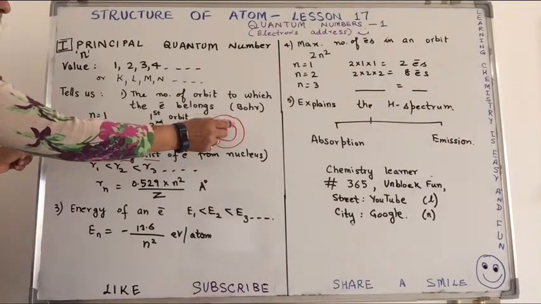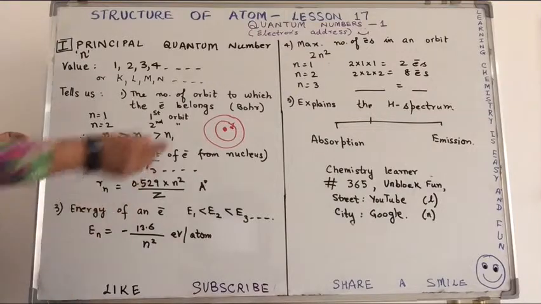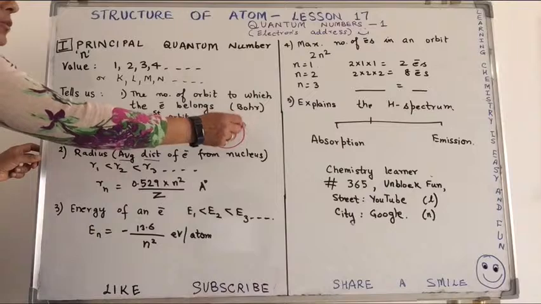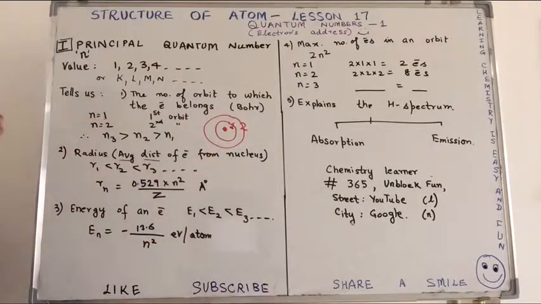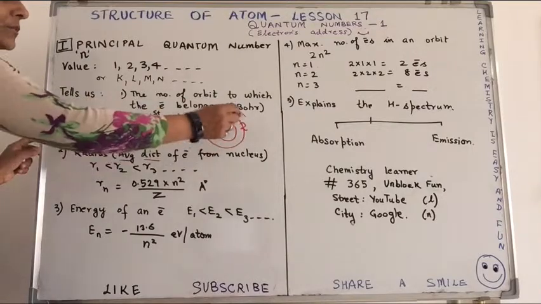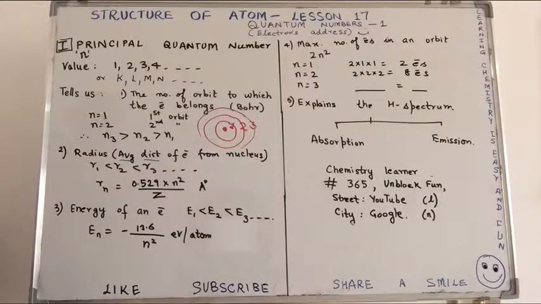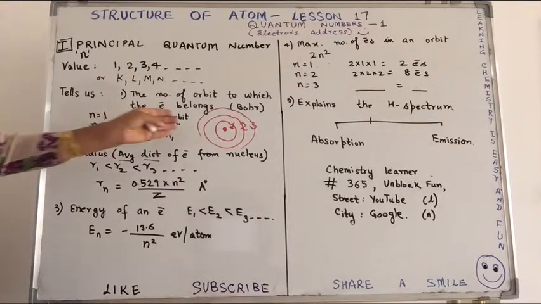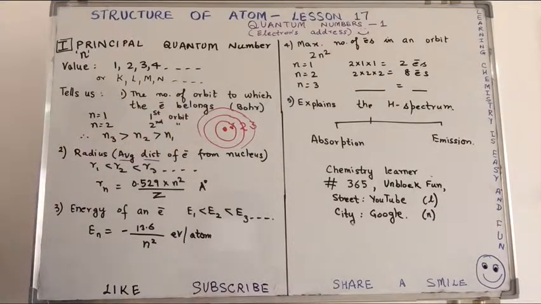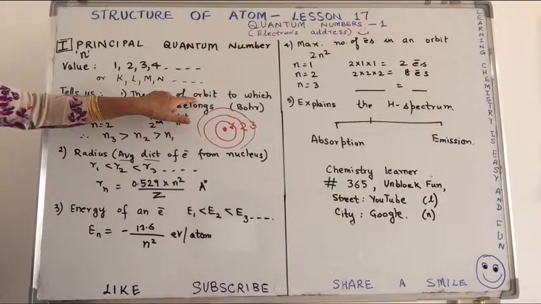So if I have the principal quantum number as 1, the electron is closer to the nucleus compared to the principal quantum number 2, which in turn is closer to the nucleus than principal quantum number 3. So what is it talking about? If you see, I'm simply drawing the Bohr structure of the atom. So it corresponds to the orbit in Bohr's concept.